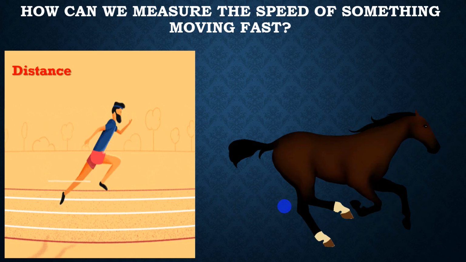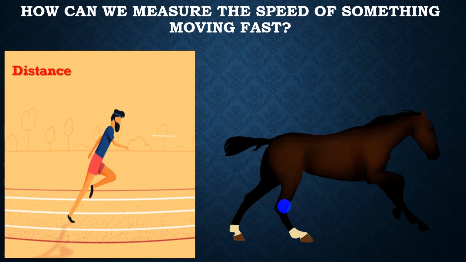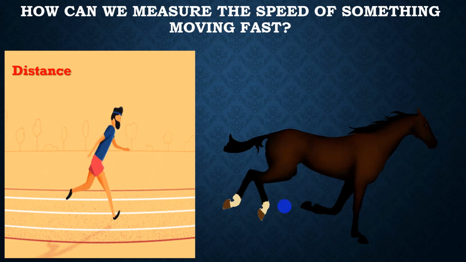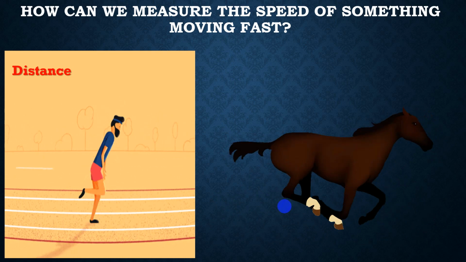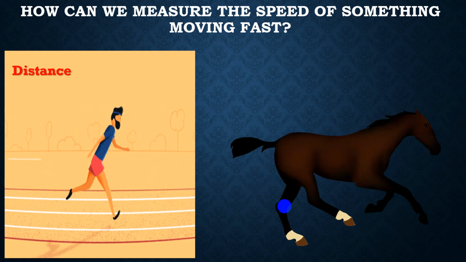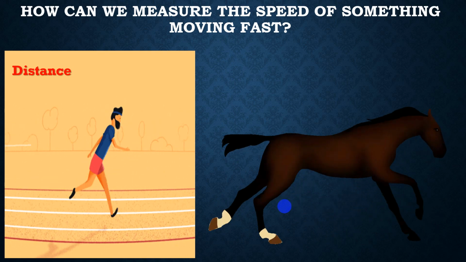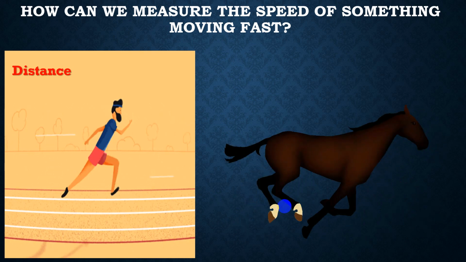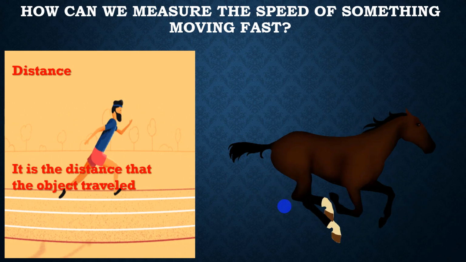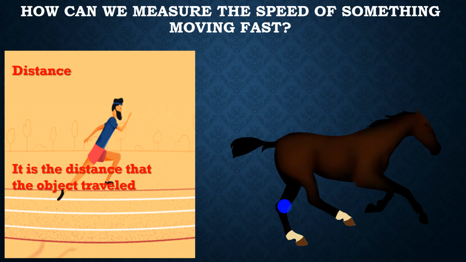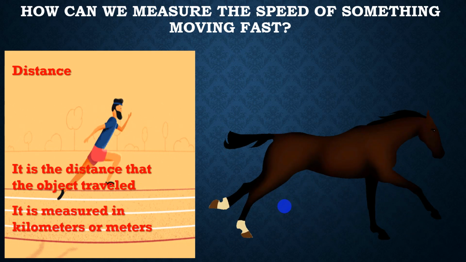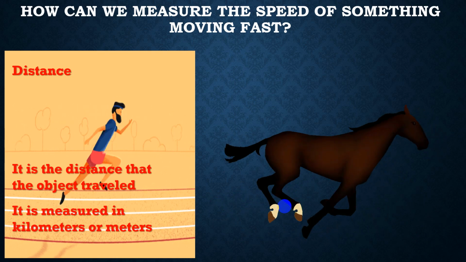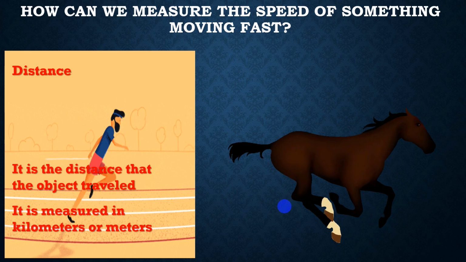Actually, scientists measure distance by a special unit only for distance. We call it kilometer or meter. Okay? So I can tell I'm talking about distance because of its unit, which is kilometer and meter. So again, distance is the length that the object traveled. I can measure distance by kilometer or meter. So now I can say that the distance between my home and school is about 10 kilometers.